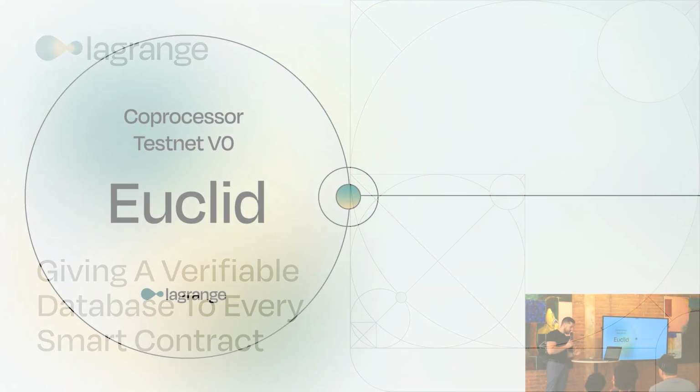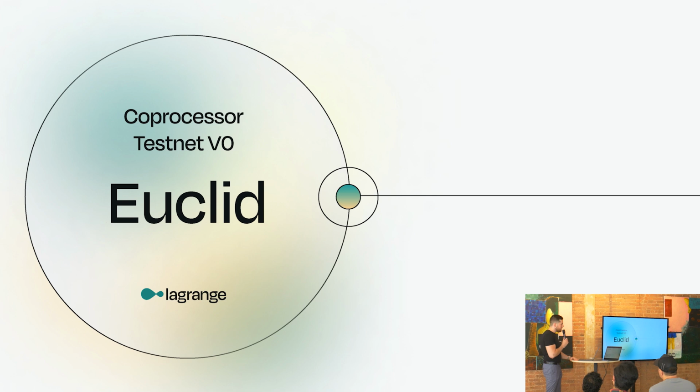And so, shameless plug, we have a coprocessor. The first testnet we're calling Euclid, Lagrange Euclid. It's a fun name. That's on testnet right now, and we'll have a future iteration of this in about 4 to 6 weeks, expanding the functionality of the next iteration. We'll call that V1 testnet, maybe V0.5. And so we'll talk about Euclid a bit today and also talk about the scope of our upcoming testnet.